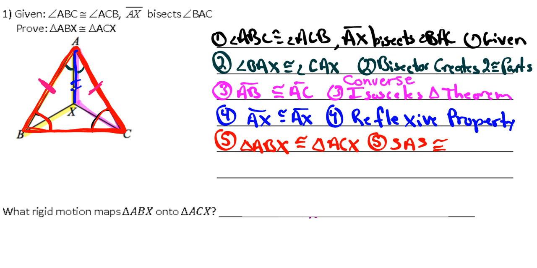So if these two triangles are indeed congruent, what rigid motion puts one on top of the other? Well, we would just do a simple reflection across segment AX. Doesn't matter which one you reflect, because whichever one you reflect onto the other one, it'll match up all the corresponding sides and all the corresponding angles.